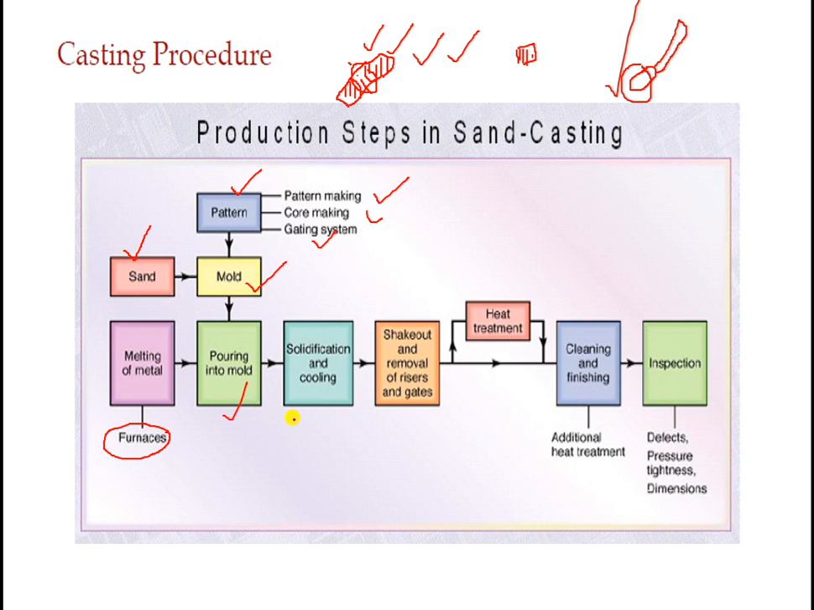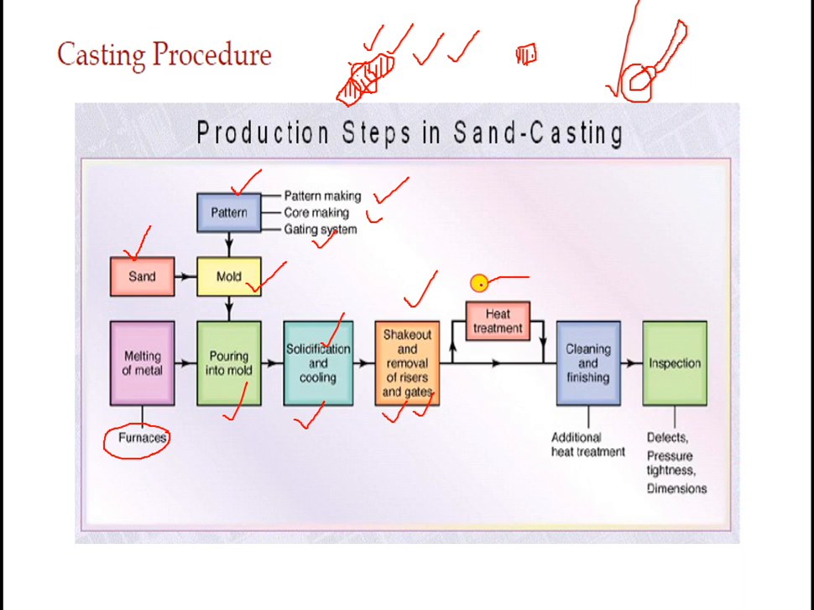Then after that, a certain period is taken for the solidification and cooling of the molten metal inside the cavity. Because it is a molten metal, gases will be formed, and they are taken out through the gating system as well as the various sprues, to avoid voids and to maintain the quality of the product formed after solidification.